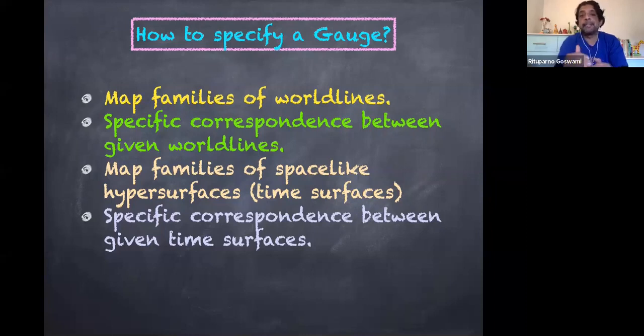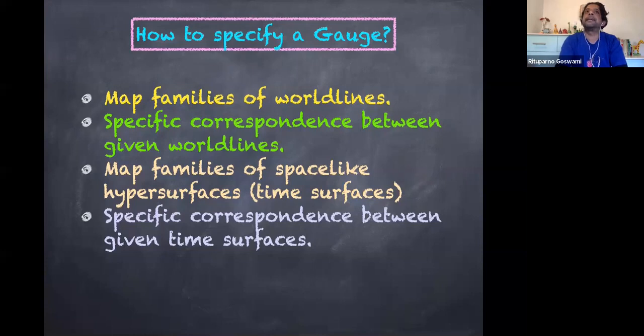Similarly, we must map the families of space-like hypersurfaces. That means we must say which hypersurfaces are constant time hypersurfaces in both these scenarios, the idealized and realistic universe. And again, the fourth point is specific correspondence between these time surfaces. That means giving an exact value: okay, this is a constant time surface, and I give this time surface the value of t equals 5, for example. So any complete description of a gauge must have these four properties.